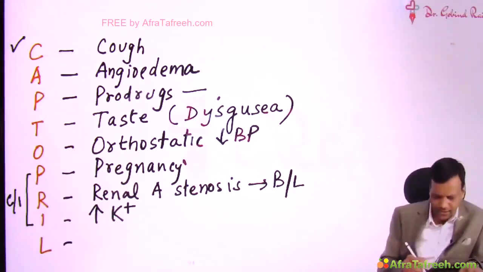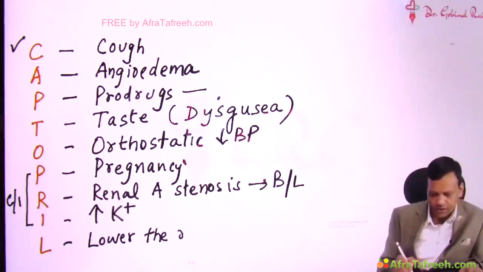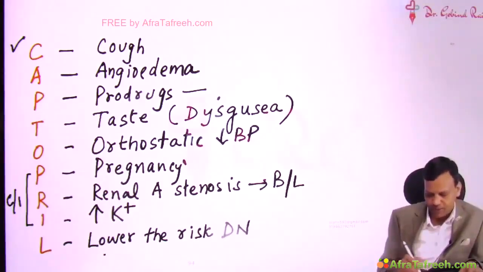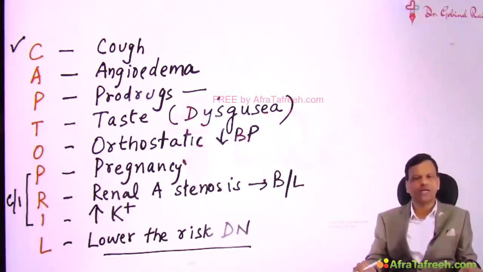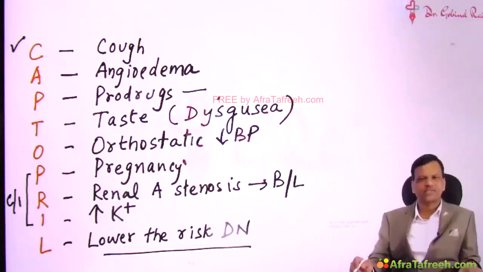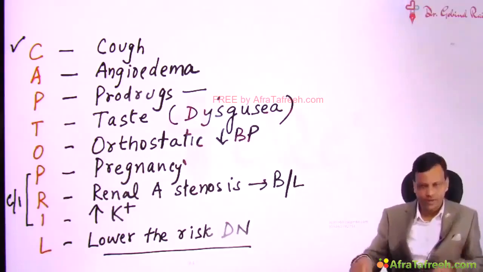Then L, it says ACE inhibitors lower the risk of diabetic complications like diabetic nephropathy. So in simple language, ACE inhibitors are good drugs for diabetic patients. They lower the risk of diabetic nephropathy. So ACE inhibitors are remembered as captopril.